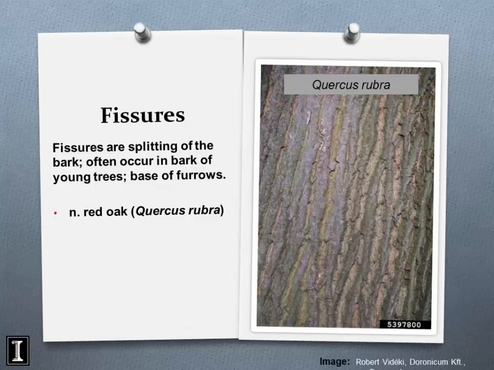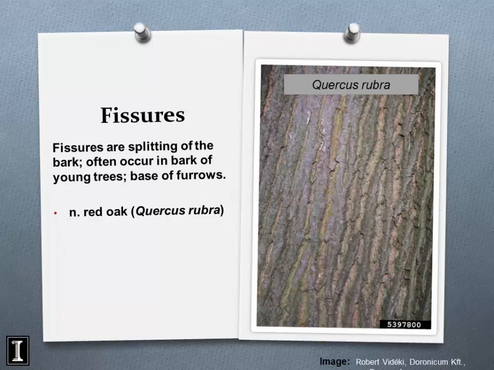Fissures, I'm not going to hit this real hard, but this is the definition of a fissure. This is northern red oak in this little pinkish, I call it pink-orange, valley area, and basically it's the bark. The growth rate of this tree is increasing, so the bark is actually breaking apart. The tree's getting bigger. This is very prominent in fast-growing red oak trees.